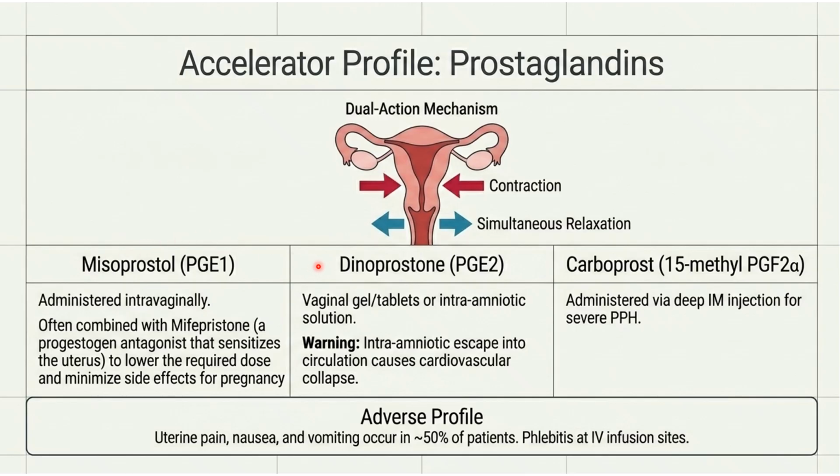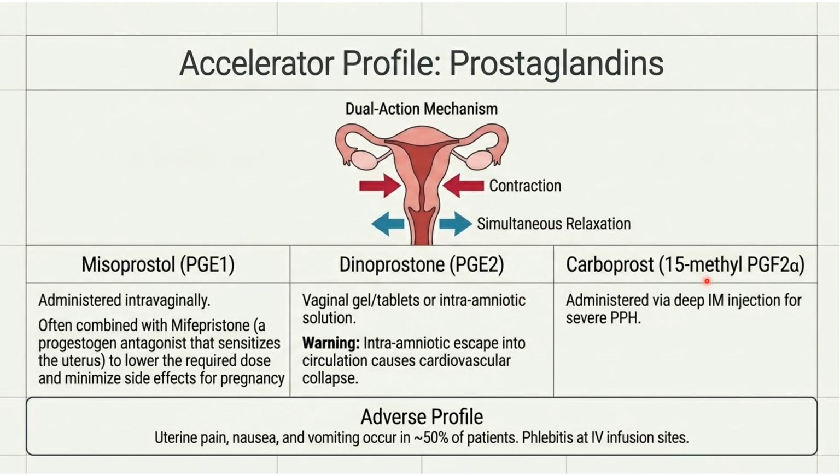Dinoprostone, which is a prostaglandin E2 analog, can be given as vaginal gel tablets or can be injected intraamniotically. But the warning, in case of intraamniotic injection, is that it causes abortion, but if the amniotic fluid escapes into the circulation as a result of an invasive injection method, then this can lead to cardiovascular collapse of the mother and the fetus.